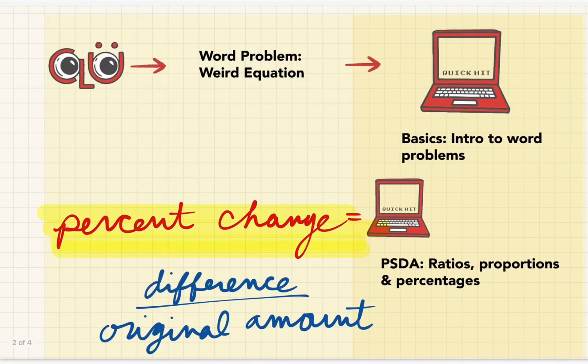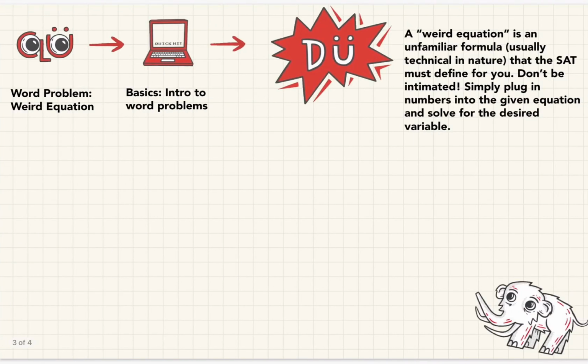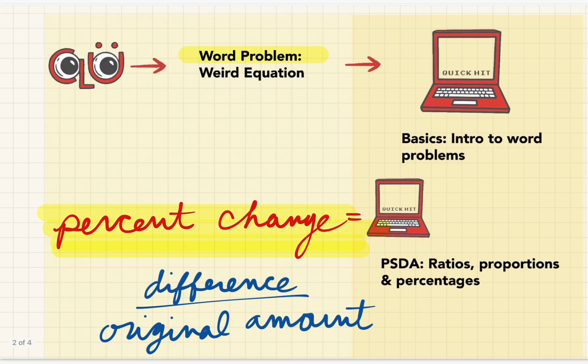And this one is very similar to the previous problem because we have the same clue and thus the same to-do. We see the weird word problem. We should say, aha, I am not going to be intimidated at all. I'm going to just plug in numbers to the given equation. And this one, they make it slightly more difficult by asking a little percent change question sort of at the end.